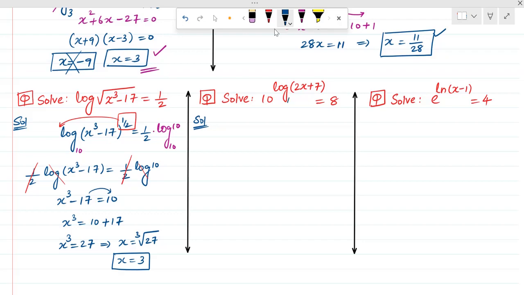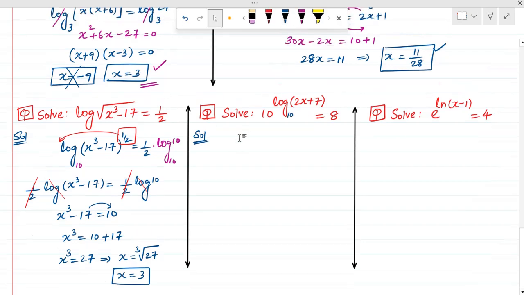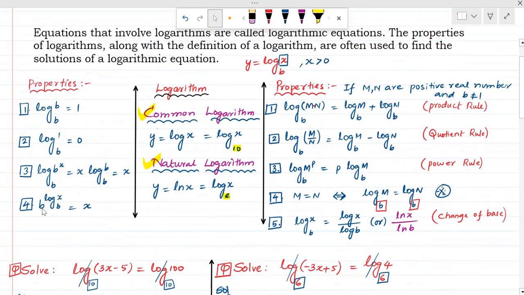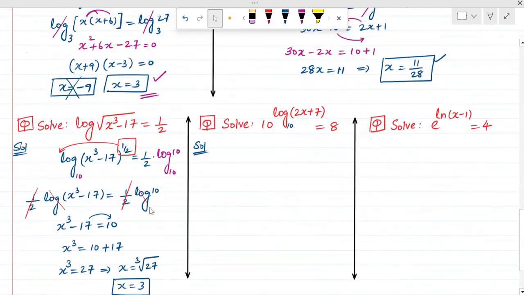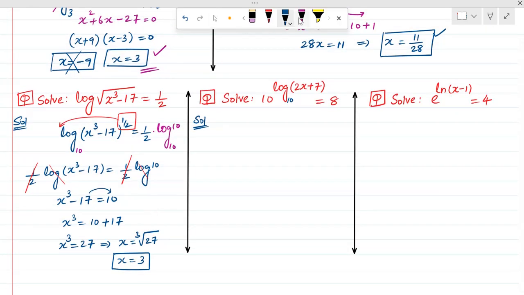Since the base is 10, it is a common log, it has base 10. As per this property, I can write this equal to x. Whenever you have b raised to the power log base b of x, the rule says it can be written as only x. So all the terms get cancelled, you only have to write the x. I just apply this rule, because the condition is that the power and the base must be the same. So here also the 10 and 10 are there, so I can cancel everything.